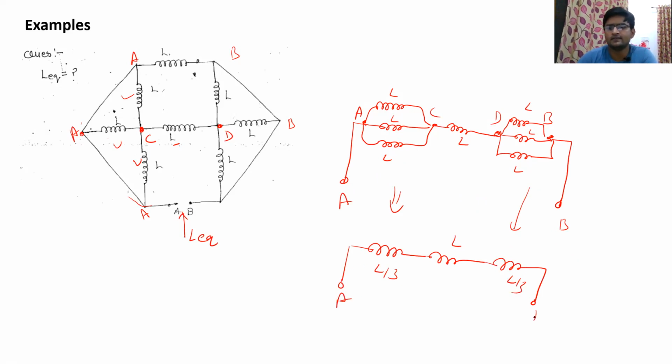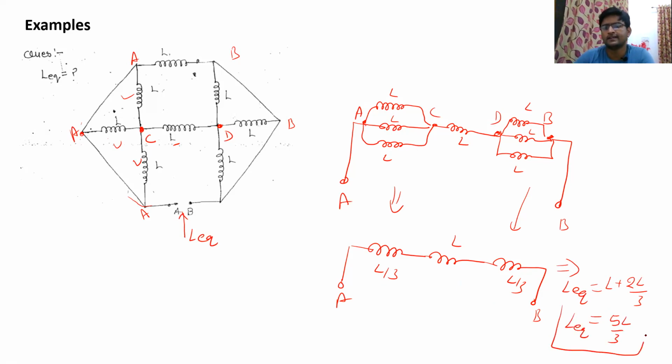This is A and this is B. So now it is a very simple series combination of three inductance values, and the value will be the summation of these three. So what will be the value of L equivalent? L plus L by 3 plus L by 3, which means L plus 2L by 3, which means 5L by 3. So this is your final answer.